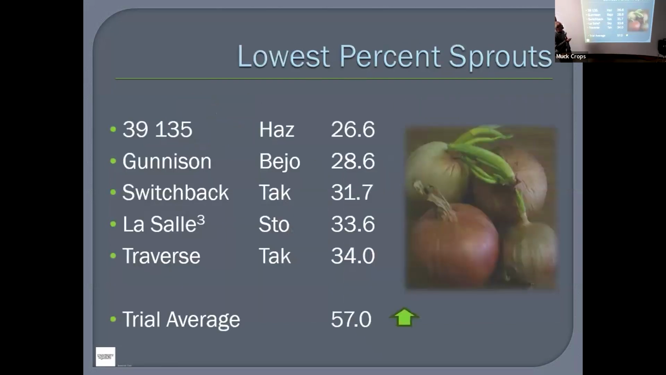As far as ones that had the least amount of sprouting, because sprouting was such a concern, trial average again almost 60%. A number of variety from Hazara at about 27%, Gunnison, Switchback, LaSalle, and Traverse. So again, LaSalle, highest in percent marketable, but also third year in a row that it has the lowest amount of sprouting after that period of time being held in storage.